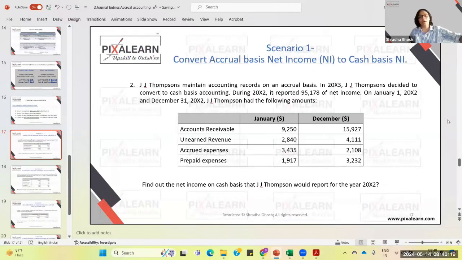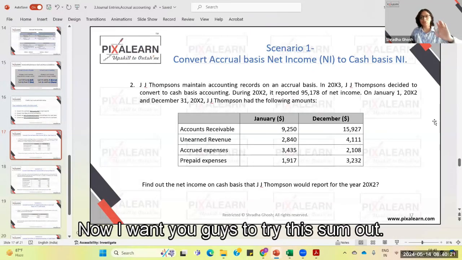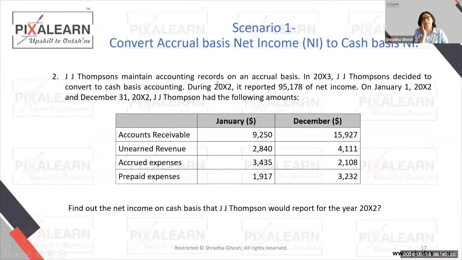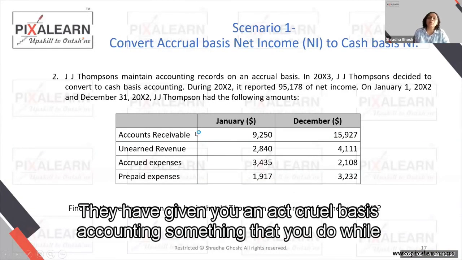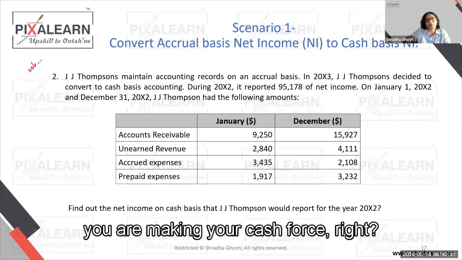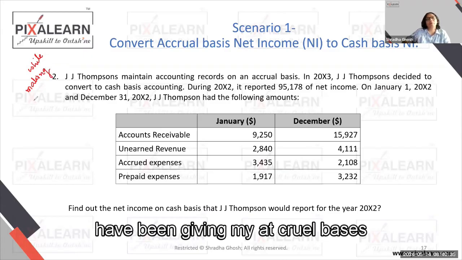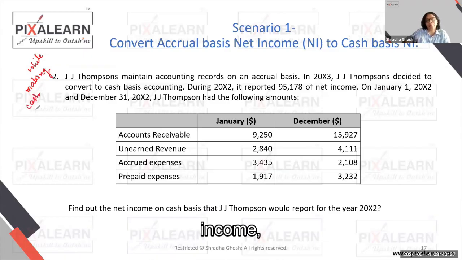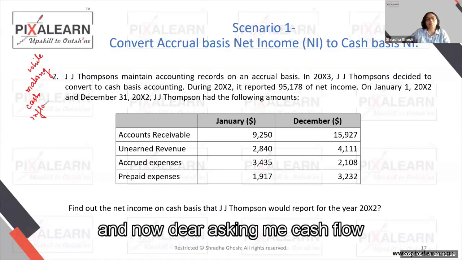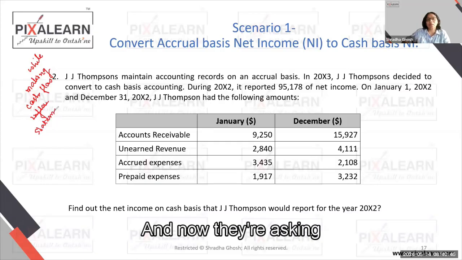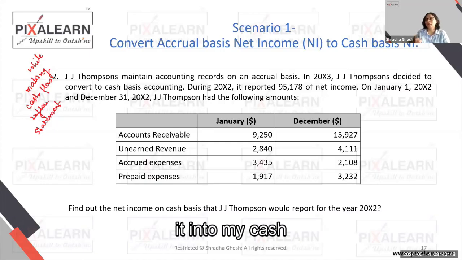Now I want you guys to try this sum out. What is this sum? They have given you accrual basis accounting, something that you do while you're making your cash flows. I have been given my accrual basis income, and now they're asking me to convert it into my cash flows.